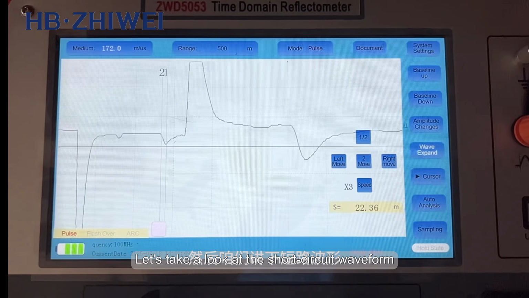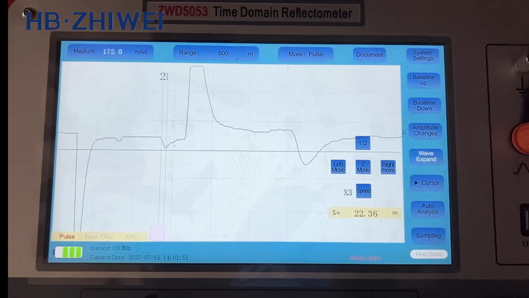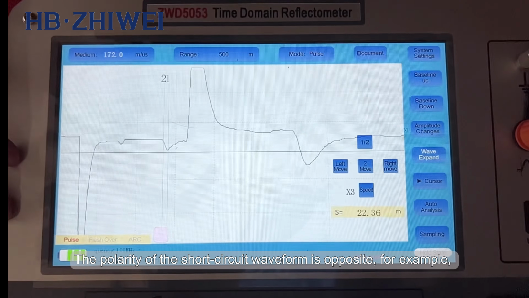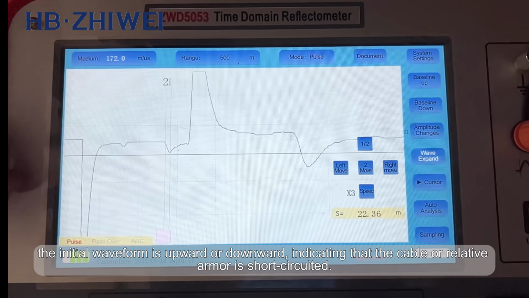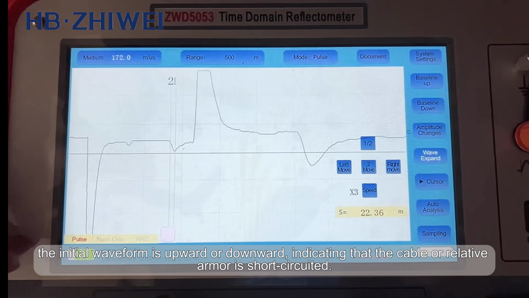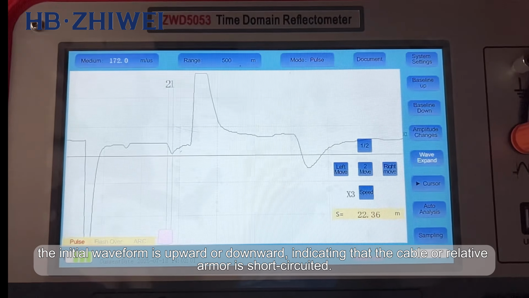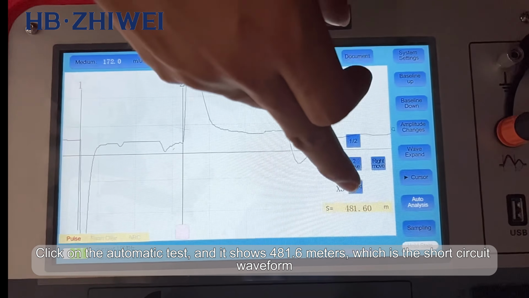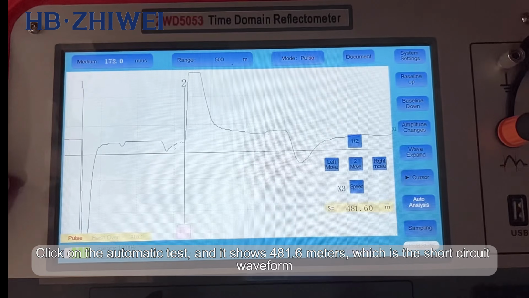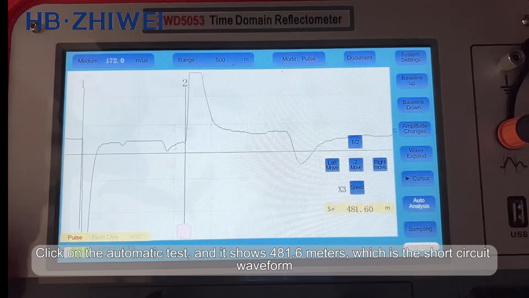Let's take a look at the short circuit waveform. The polarity of the short circuit waveform is opposite. For example, if the initial waveform is upward or downward, it indicates that the cable is short-circuited relative to the armor. Click on the automatic test, and it shows 481.6 meters, which is the short-circuit waveform.